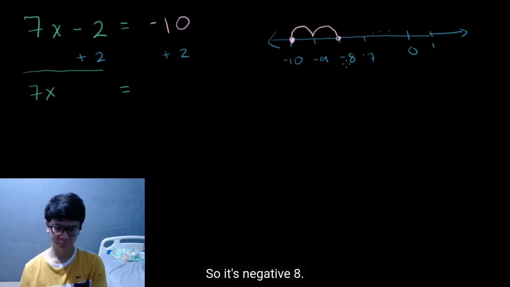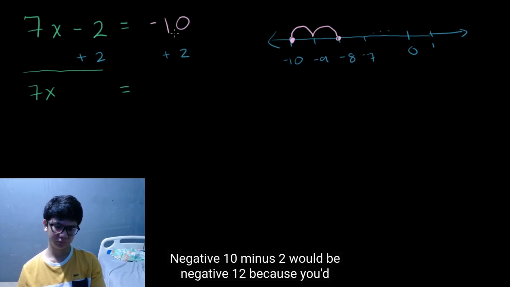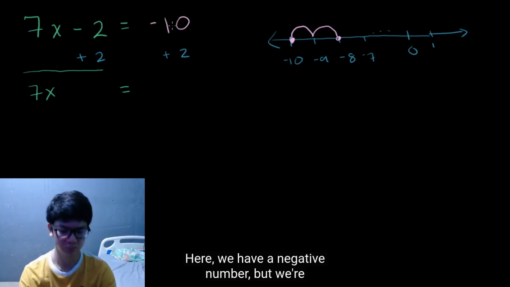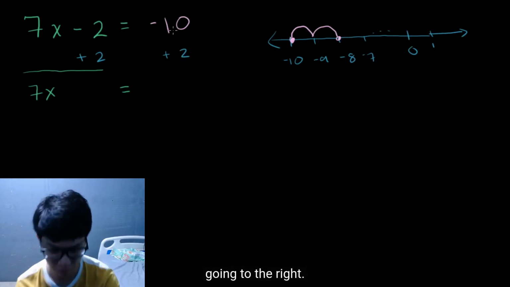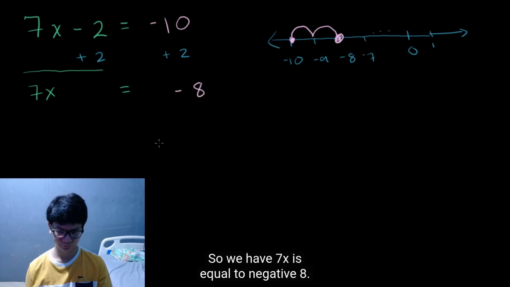So we're moving in the positive direction on the number line. So we're going 1, 2. So it's negative 8. Don't get confused. Don't say, okay, 10 plus 2 is 12, so negative 10 plus 2 is negative 12. No. Negative 10 minus 2 would be negative 12, because you're going more negative. Here, we have a negative number, but we're going to the right, in the positive direction. So this is negative 8. So we have 7x is equal to negative 8.